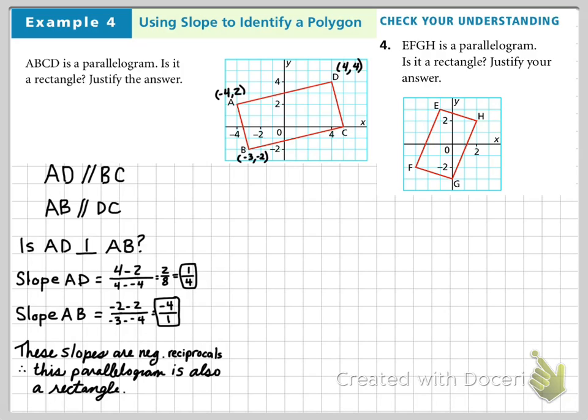Here's your last check your understanding to work on before I move on, and do your assignment, which is page 349, numbers 3 to 20.